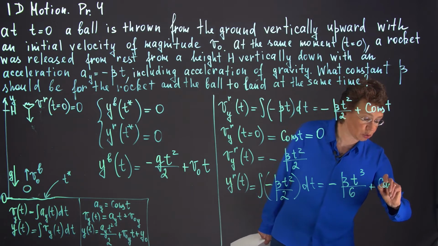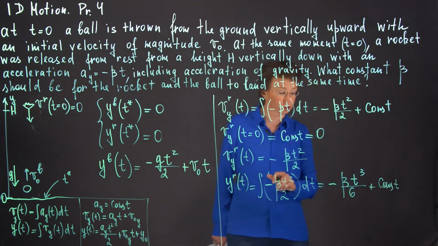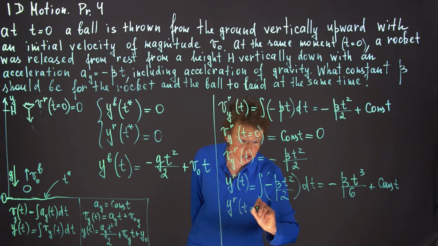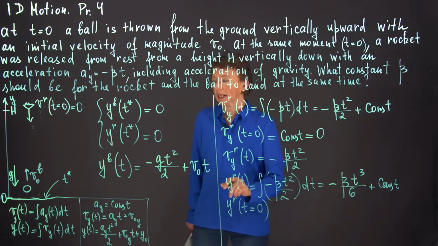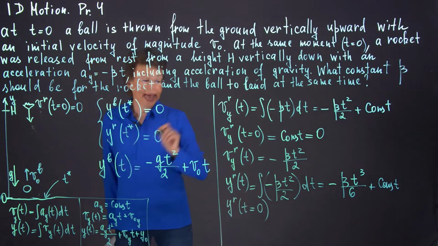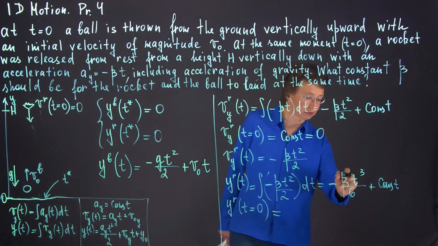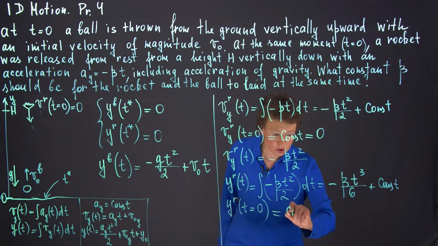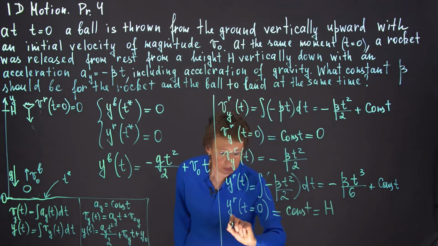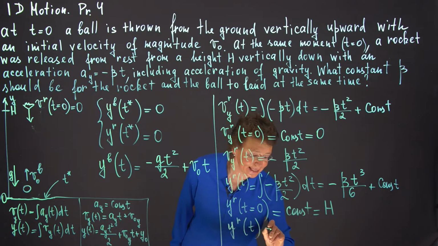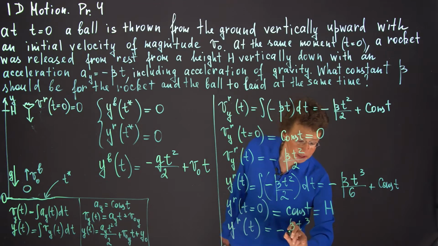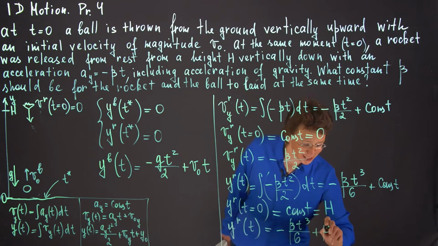And we don't forget to generate a new constant. This constant is different from this one. We need to find it. And as always, we find it from the initial conditions. What was the position of the rocket at time moment 0? That's what they give us. At time moment 0, the rocket was at height h. Okay, we use it. Time moment 0, this guy is 0 plus constant, and this is h. Position of the rocket at any time moment is equal to minus beta t cubed over 6 plus h.